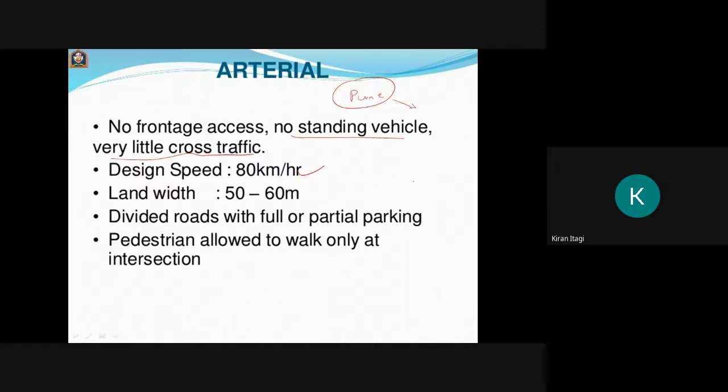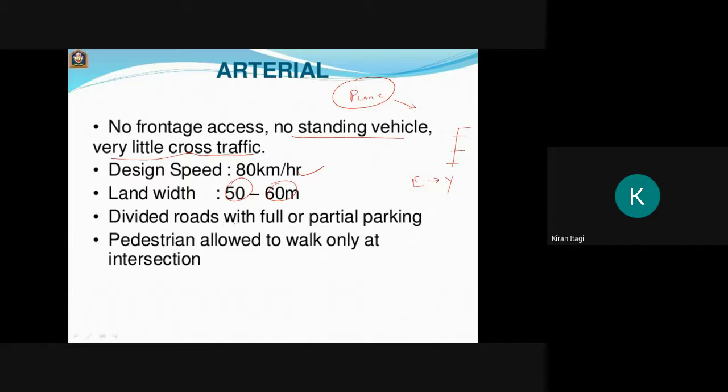For example, while going from college, from Chandanagar to Yerwada, straight road, na? Chandanagar, Phoenix Mall, Tata Ghat, and Yerwada. Those types of roads are the arterial roads. And the lane width will be around 50 to 60 meters.